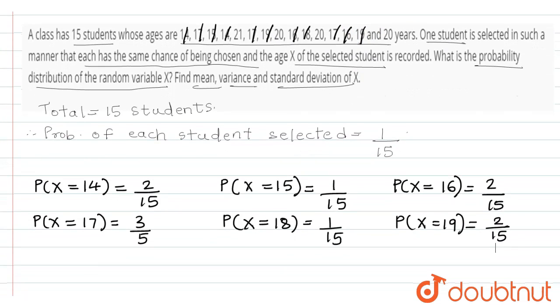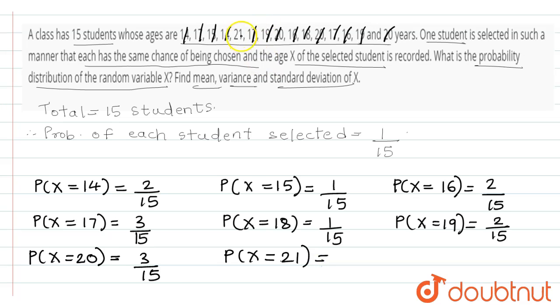Clear, students? Next, moving on to when age is 20. The age 20 occurs 1, 2 and 3 times, so the probability will be 3 by 15. And at the last, the age 21 occurs only 1 time, so this is 1 by 15. So this is nothing but the probability distribution of the random variable x.